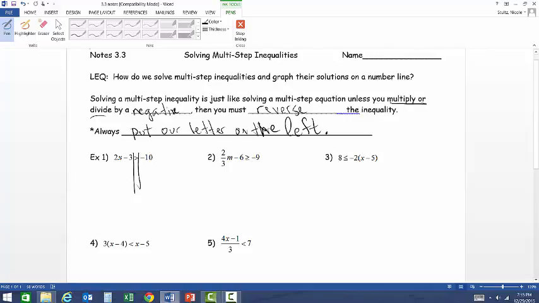Looking at example 1, I see 2x minus 3. The first thing I should undo is this minus 3. I want to get my letter by itself, so I've got to undo that. Bring down your 2x. Bring down your symbol. And negative 10 plus 3 is negative 7. And then we're going to divide by 2. And half of negative 7 is negative 3.5. So your answer is numbers more than negative 3.5.